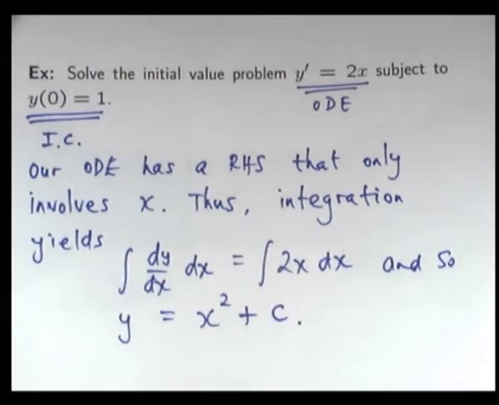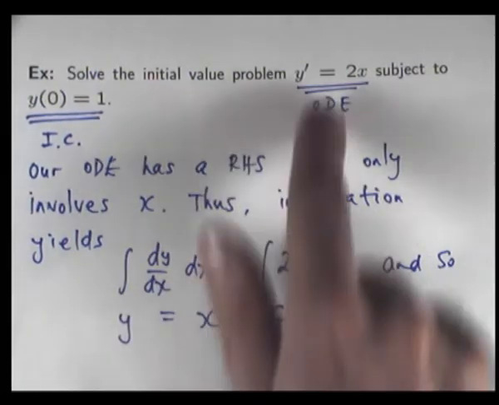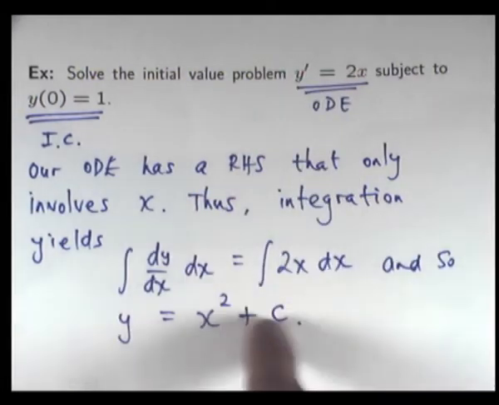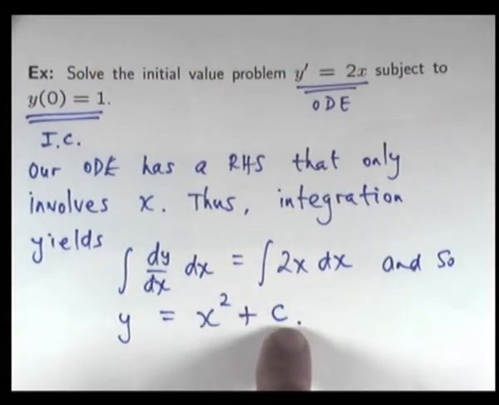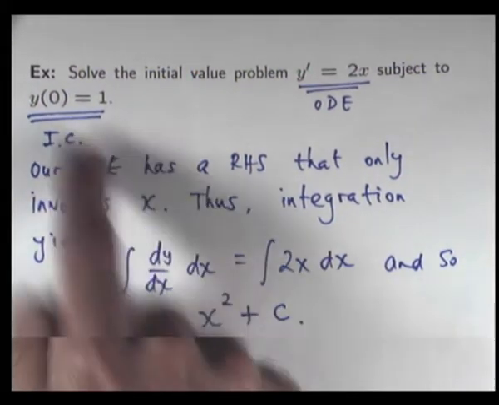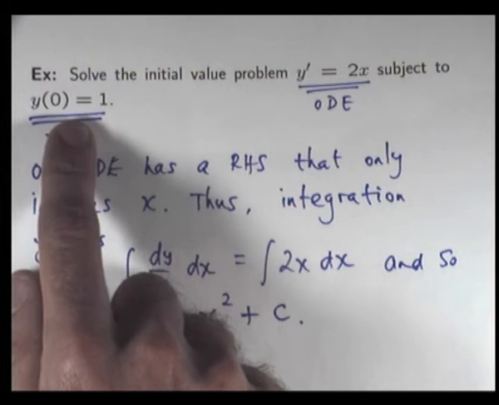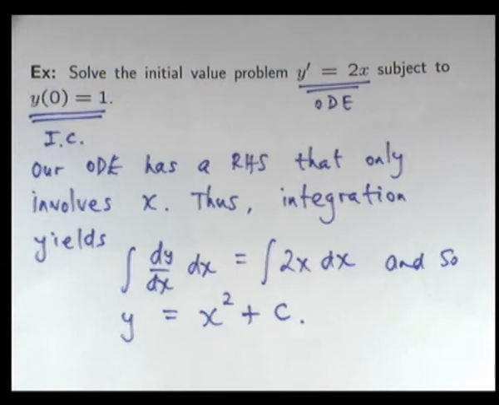So what this means is that this general function here satisfies this differential equation, because if I differentiate this, I always get 2x for any constant c. Now, notice that we haven't used the initial condition yet. What the initial condition allows us to do is to find a particular value of this constant c, this constant of integration.